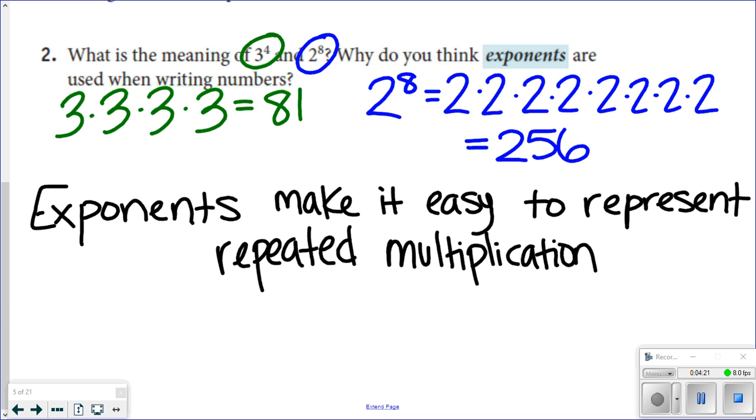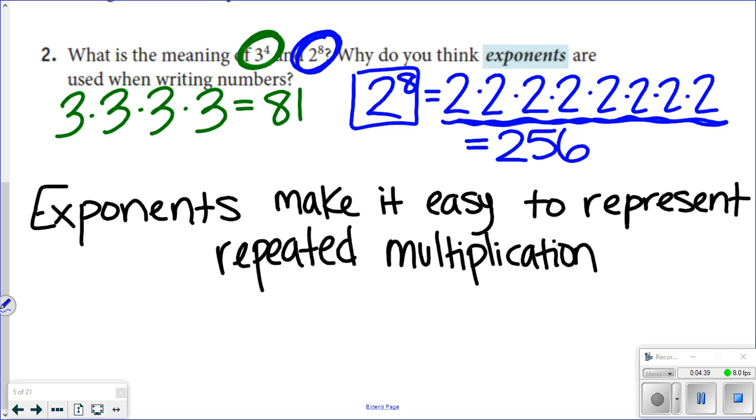I would much rather write this 3 to the 4th power here, or 2 to the 8th power, than having to write out 2 times 2 times 2 times 2 times 2. Look how much shorter this is in comparison to all of these 2's here. Okay, so exponents make it easy on us when we're trying to write out repeated multiplication. It's a little bit faster or quicker.